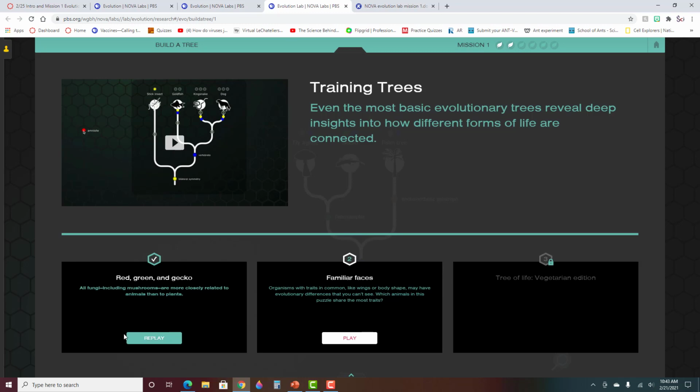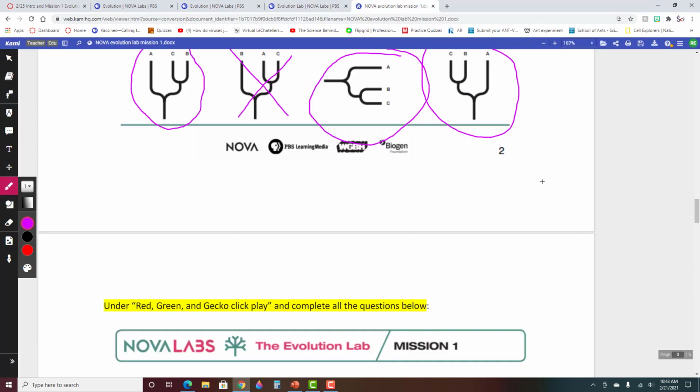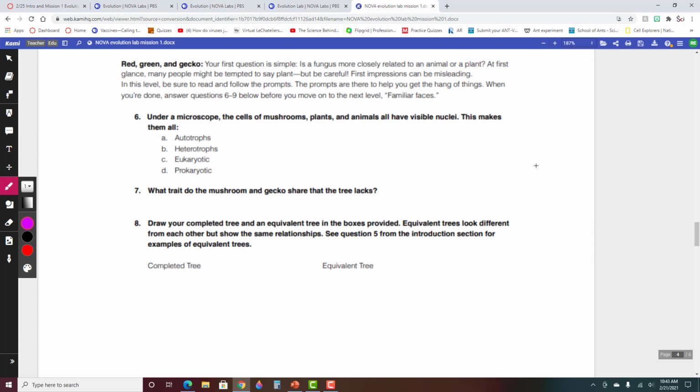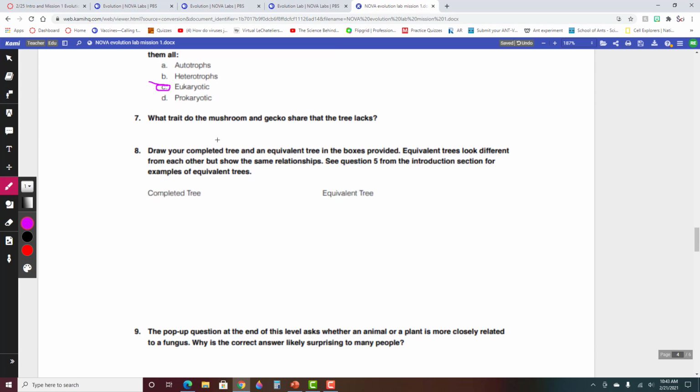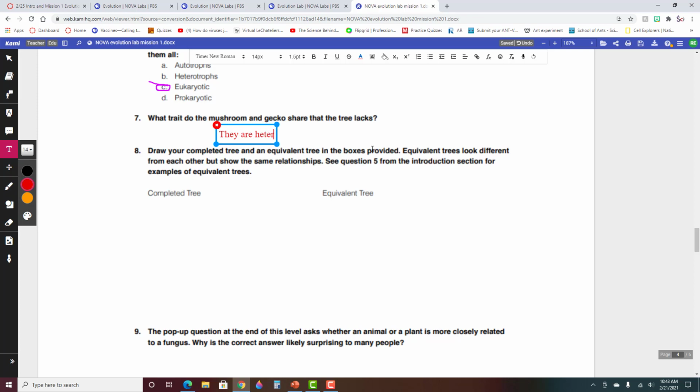And that finishes one part of mission 1, and so you're going to go to your assignment page here, and you're going to answer the question. So, under a microscope, the cells in the mushroom, plants, and animals have visible nuclei that makes them all eukaryotes. Okay? Eukaryotes have nuclei. What trait do the mushrooms and the gecko share that the tree lacks? And that was that they are heterotrophs. They eat other organisms. There we go. They eat other organisms because they're heterotrophs.